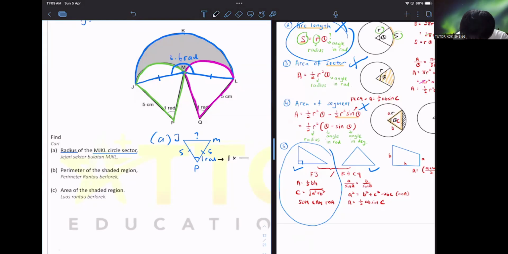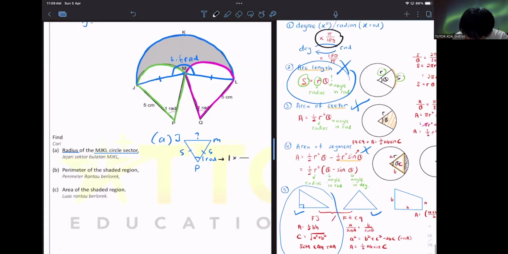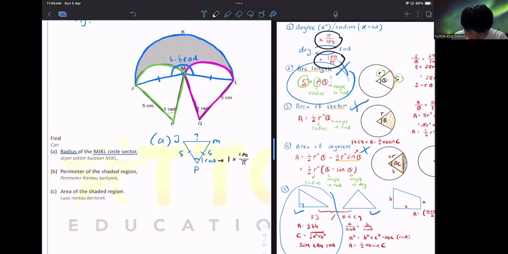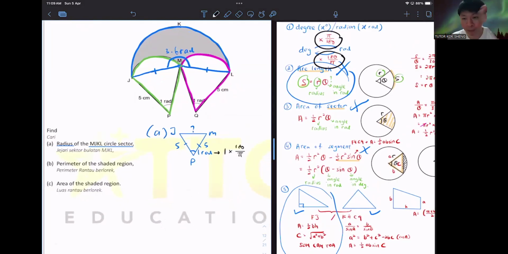1 times 180 over pi. Pi is never given to you, so you can press the pi in your calculator. 1 times 180 divided by pi, 57.2958. You can round it to 57.3 degrees for 1 rad.